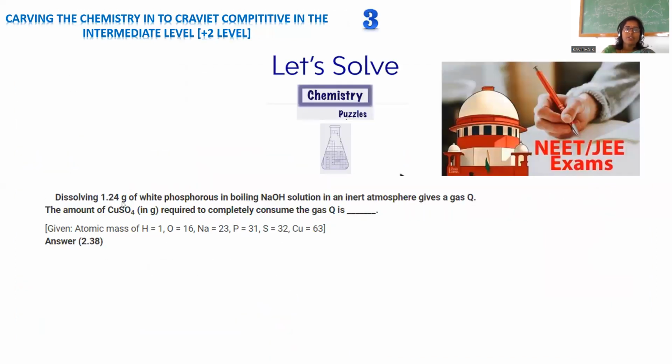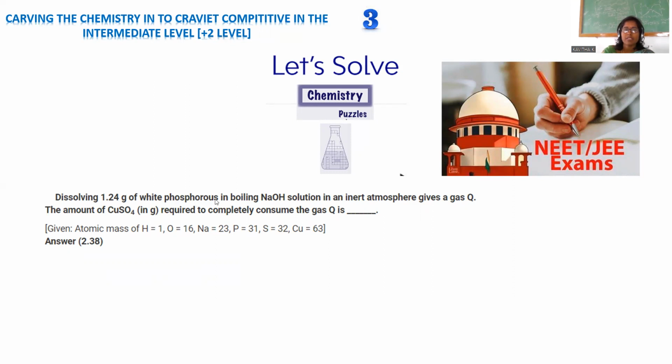Dissolving 1.24 grams of white phosphorus in boiling sodium hydroxide solution in an inert atmosphere gives a gas Q. What amount of copper sulfate is required to completely consume the gas Q? First of all, we have to identify what happens when allotropic white phosphorus, red phosphorus... So all these are the allotropes of phosphorus.